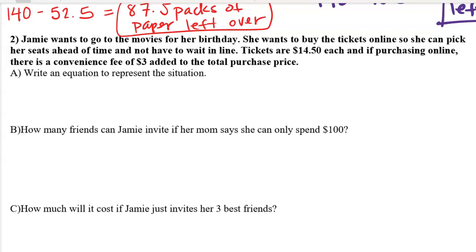The tickets are what? $14.50 each. Okay, and what else? Yeah, unfortunately, when we do buy tickets online, it does cost us an extra $3. Okay. Now, it says here, part A, write an equation to represent the situation. So obviously, we're talking about money. What would the other variable be?